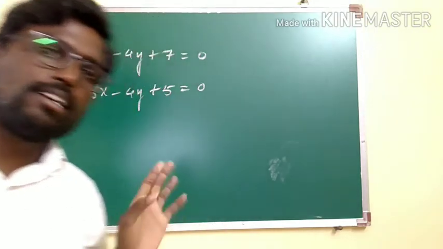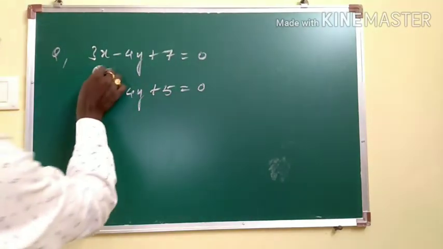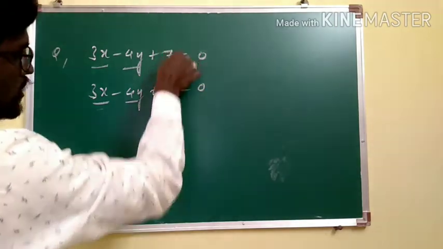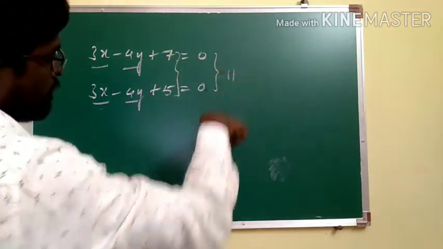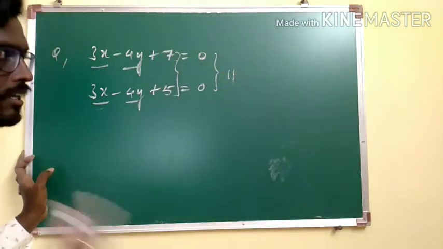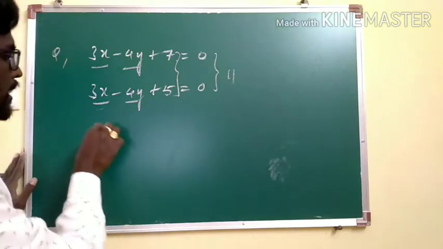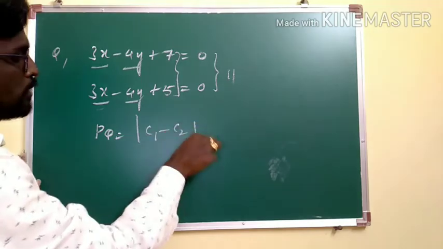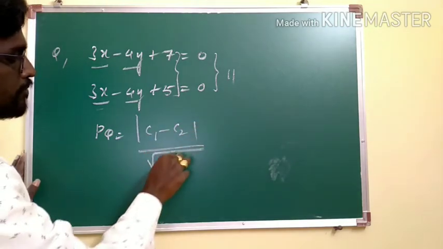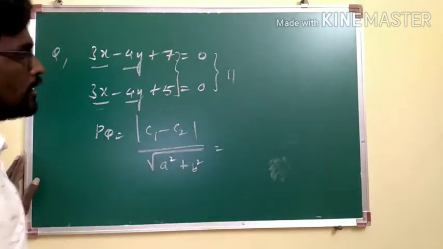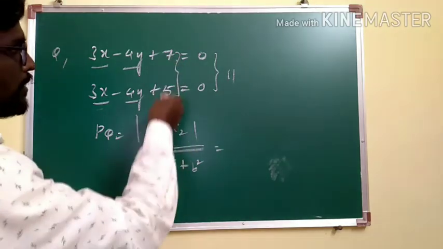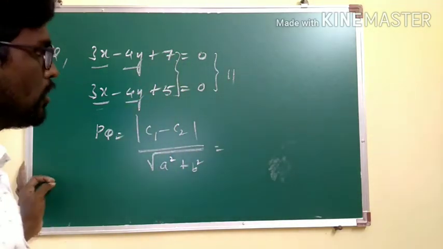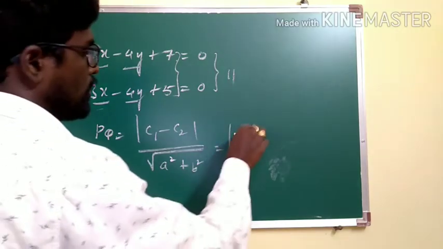But we can understand very easily that here the 3x minus 4y parts differ only in the constant terms, and hence these two lines are parallel. Since the lines are parallel, the distance between them, that is PQ, is given by mod C1 minus C2 by root a square plus b square. What is mod C1 minus C2? 7 minus 5, because the constant C1 is 7 and the constant C2 is 5.